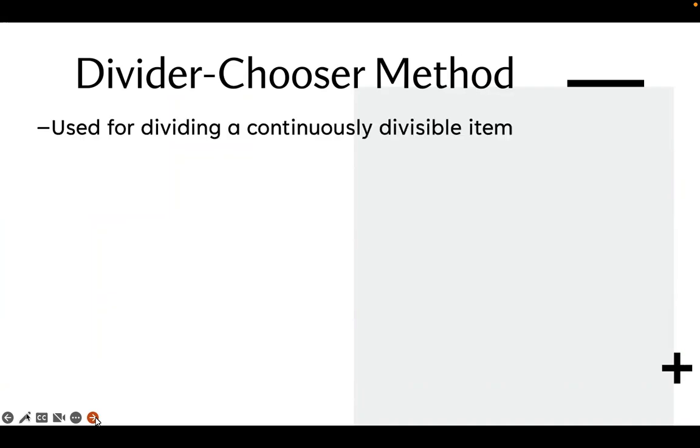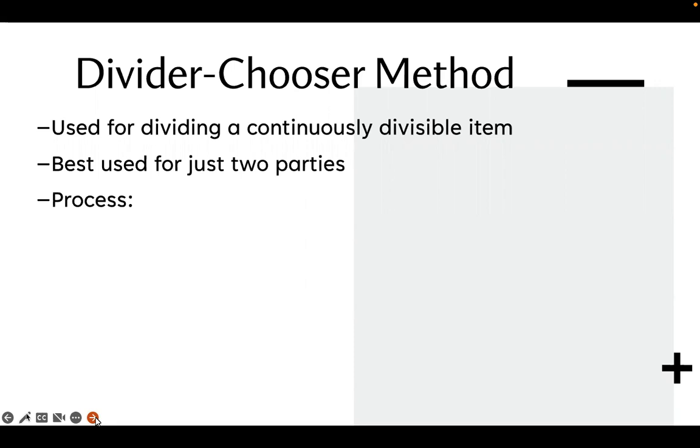The divider-chooser method is used for dividing a continuously divisible item. Remember that a continuously divisible item would be something like a candy bar that I could cut in half, or I could cut into thirds, something that I can cut up and it's still usable and everybody is okay with it. So a candy bar, a plot of land, $100 that we could divide 50-50, that kind of thing. The divider-chooser method is best used for just two parties. So when you have two people involved, that is when the divider-chooser method is best.